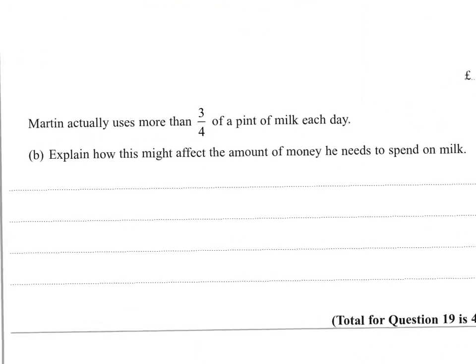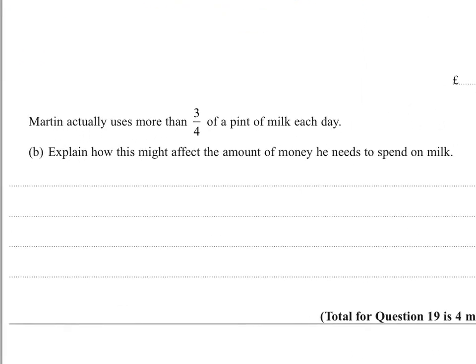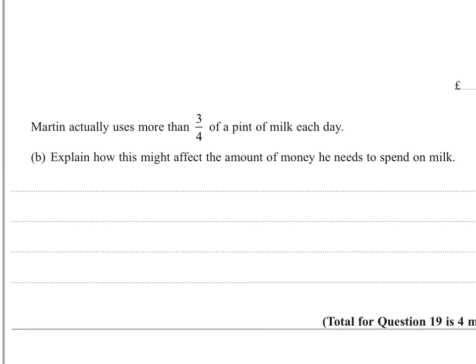It says here now that Martin actually uses more than 3/4 of a pint of milk each day. And it says here, explain how this might affect the amount of money he needs to spend on milk. Now again, I find this a very difficult question for myself. So goodness knows how some of the students must feel about reading this. You've just got to make sense of it though. You had to clear 5.25 pints.